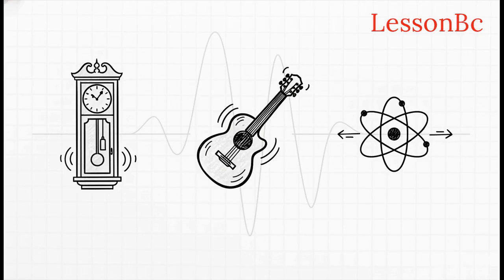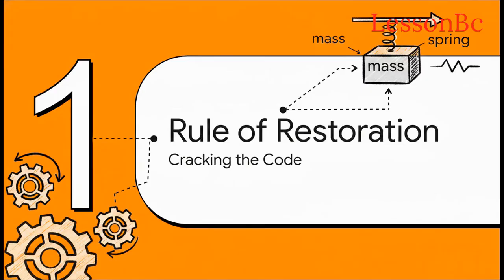But here's what's truly amazing. It's not just that they move, it's how they move. They're all following a very specific, very predictable pattern. It's like a universal blueprint that we are about to decode. Now, to get a grip on this huge, universal rule, we've got to simplify things. We're going to crack the code by looking at the most classic textbook example of an oscillator you can find, just a simple mass attached to a spring. Believe it or not, this little system holds the key to everything.